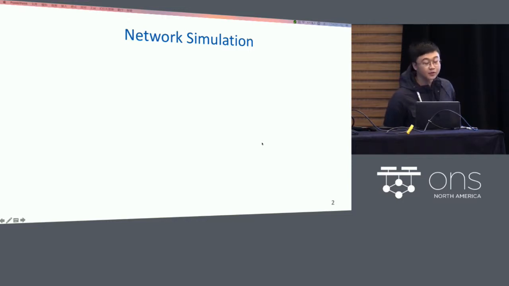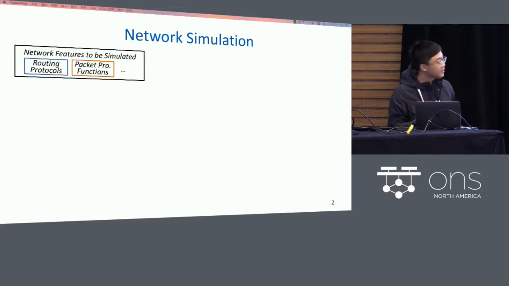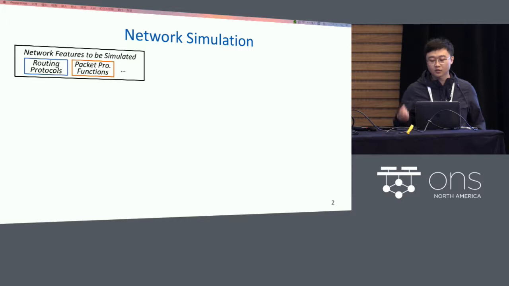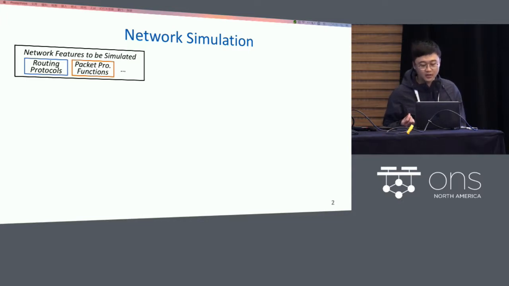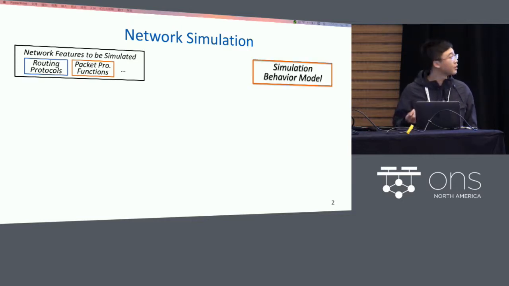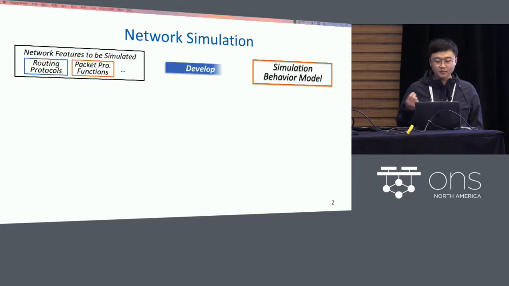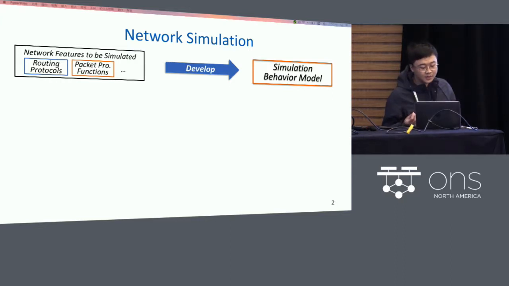Let me start with a brief illustration on general procedures of network simulation. To simulate various network features, such as new routing protocols, scheduling algorithms, and advanced packet processing functions, we should create a simulation behavior model to implement these features in network simulators. The simulation behavior model is developed with languages and libraries provided by the network simulators.